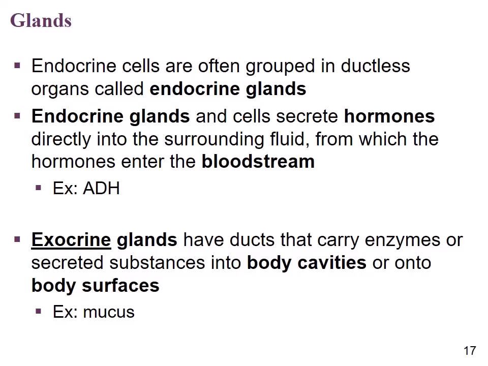As far as glands go, the endocrine cells are often grouped in ductless organs called endocrine glands, and endocrine glands and cells secrete hormones directly into their surrounding fluid, from which the hormones enter the bloodstream. For example, antidiuretic hormone is a hormone. And then exocrine glands have ducts, and that carries enzymes or secreted substances into body cavities or onto body surfaces, so something like mucus would be produced by an exocrine gland.